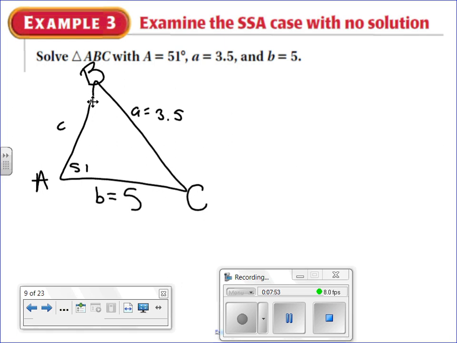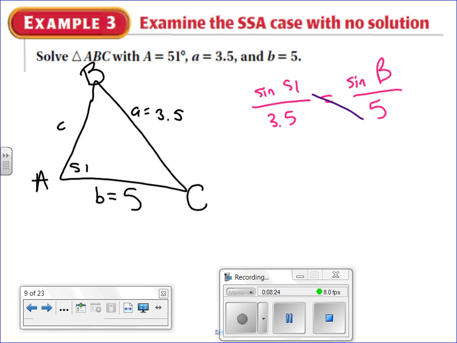Hey class, do we have a complete set of partners? Yay, we can use law of sines, my favorite. So sine 51 is partners with 3.5, and sine big B is partners with 5. So how's our setup looking? We good? We agree? Sweet. Let's do some cross multiplication action. We're going to take 5 times sine 51. Then divide it by 3.5.